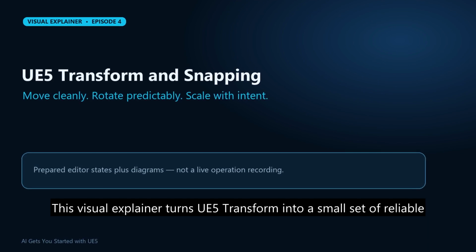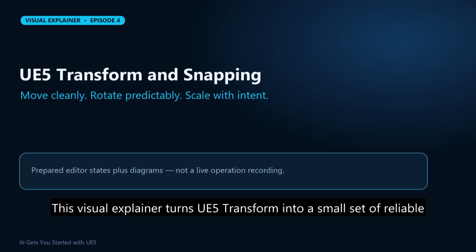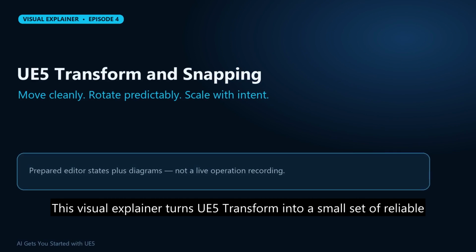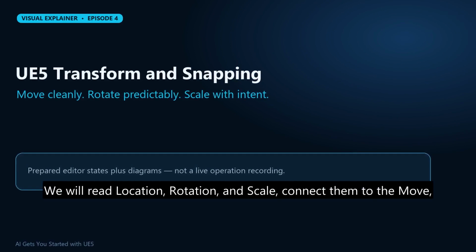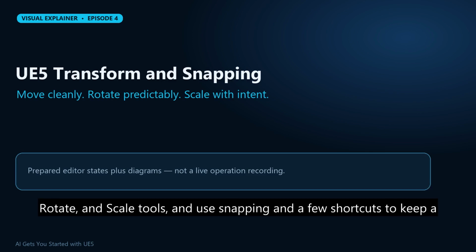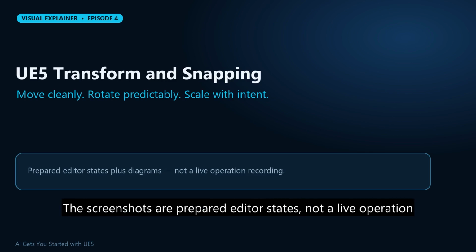This visual explainer turns UE5 Transform into a small set of reliable decisions. We will read location, rotation, and scale, connect them to the move, rotate, and scale tools, and use snapping and a few shortcuts to keep a level clean. The screenshots are prepared editor states, not a live operation recording.